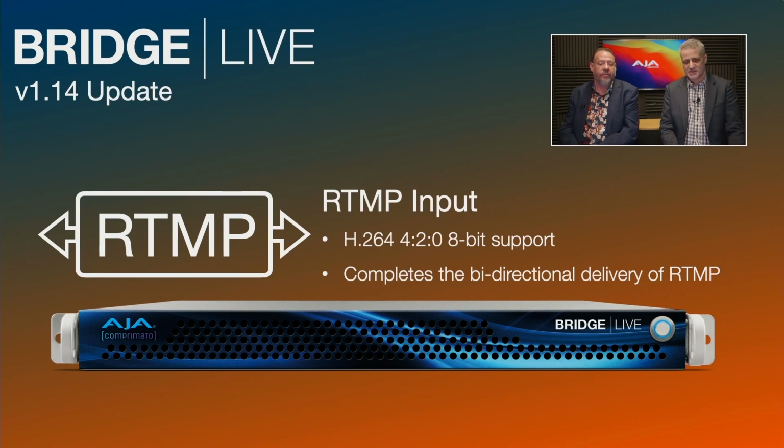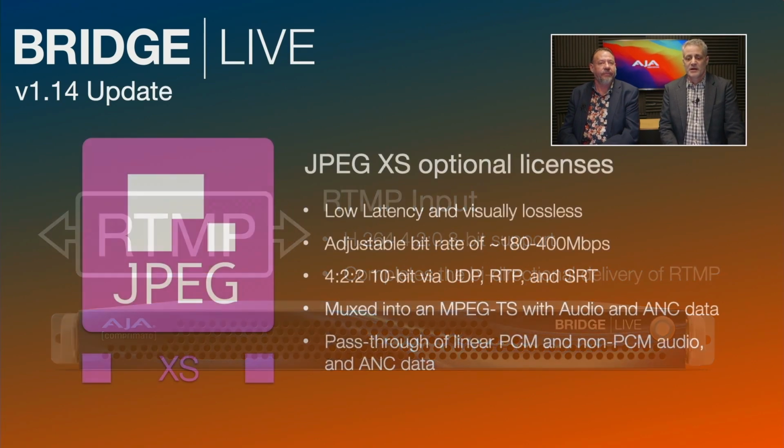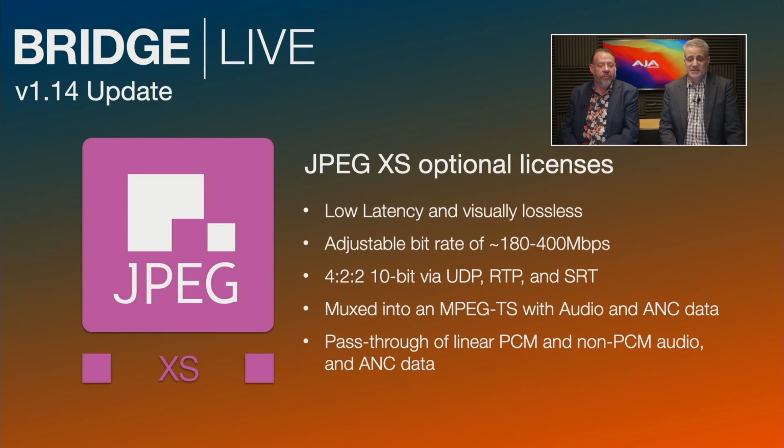An already extensive feature set. Correct. This is huge. JPEG XS, we now have optional licenses for the Bridge Live. We have an existing JPEG 2000 optional license, and we've added JPEG XS. And it's a very low latency and visually lossless codec, but maybe you could explain why it's important and what types of customers have been asking for it.